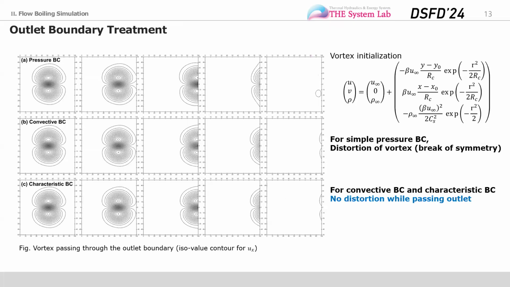Some benchmark tests were conducted, and this is the result of the vortex passing test. The vortex is initialized with this equation, and as you can see in the left figure, the convective boundary condition and the characteristic boundary condition show no distortion while the vortex passes the outlet.